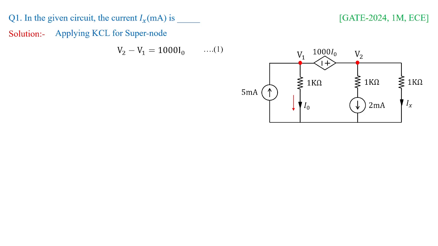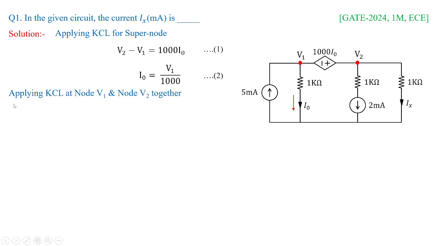After that, we need to know what is I naught. I naught is the current which is flowing in the 1 kilo ohm resistor, which is exactly equal to V1 by 1000. 1K is equivalent to 1000 ohms. So the current I naught, which becomes a branch current, will become the voltage V1 divided by the resistance 1000. So these are the two important observations by looking into the problem.